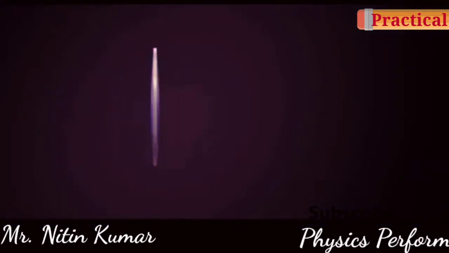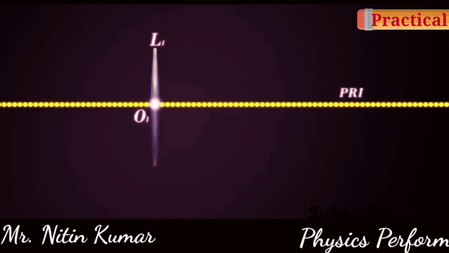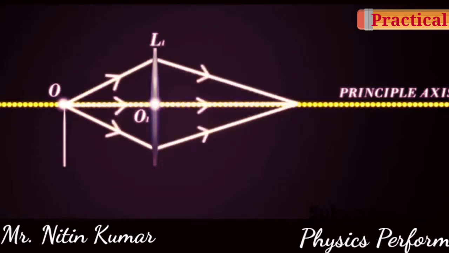Consider a convex lens L1. O is the optic center of the lens and the line passing through the optic center is the principal axis. First and foremost, an object needle O is placed on the left side of a convex lens L1 and its real inverted image I is located by the image needle.